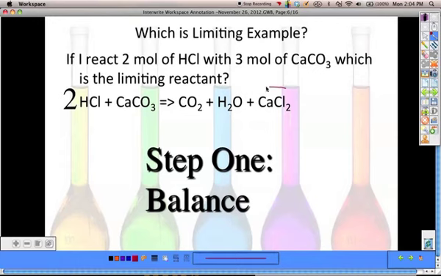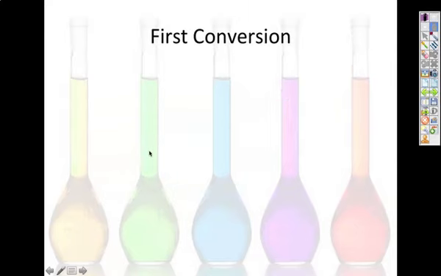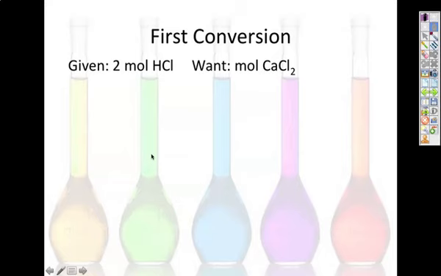You can pick any of these products as long as you stay consistent with that product. I'm going to pick calcium chloride just because that's what I picked when I did the PowerPoint. You just have to pick any of the products unless it tells you something specifically. It's not telling me specifically, so I pick CaCl2. So I have to figure out what I have and what I want. I am given, for my first conversion, 2 moles of HCl, and I want the one that I picked, which is the moles of CaCl2.